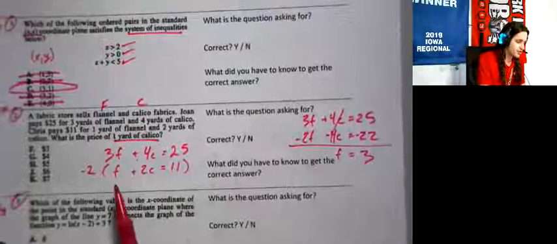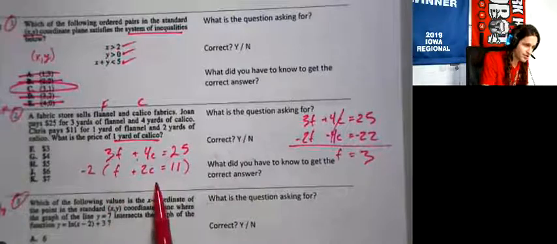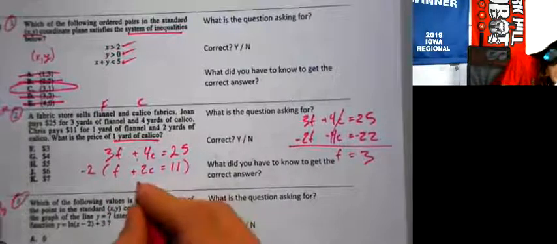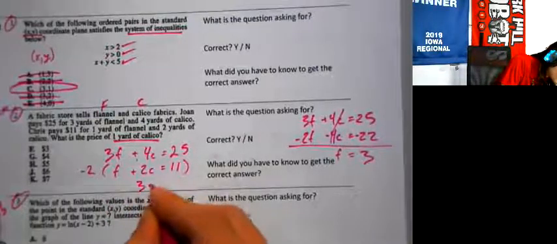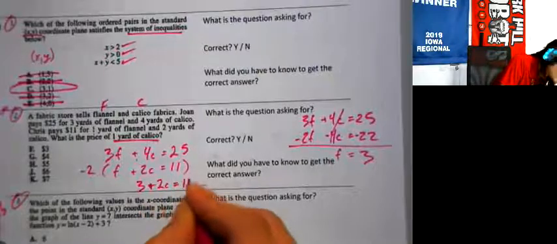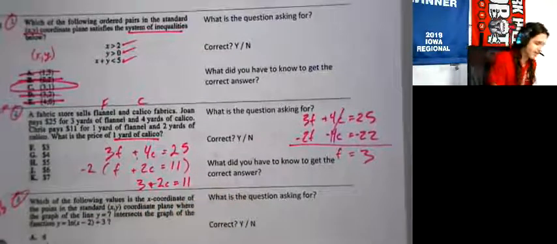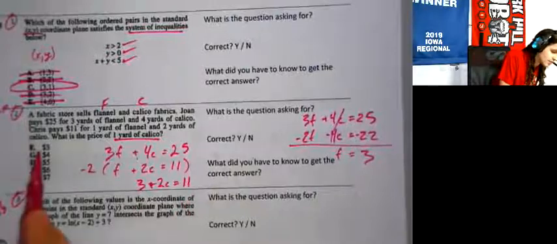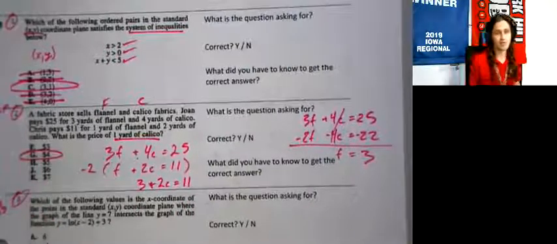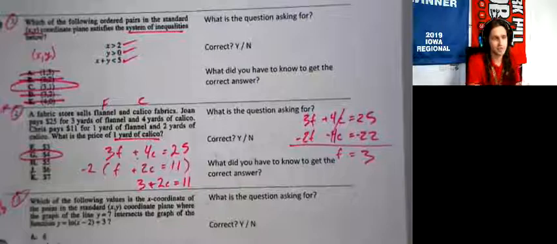Once you know F is 3, you can go back and solve for C. 3 plus 2C is 11. Solving for C, you're going to find that 2C is 8, 1C is 4, so we end up with an answer there of G. Need to be able to set up systems of equations like that.